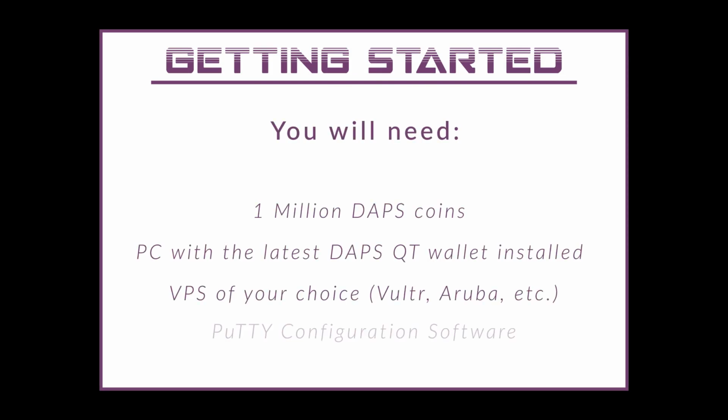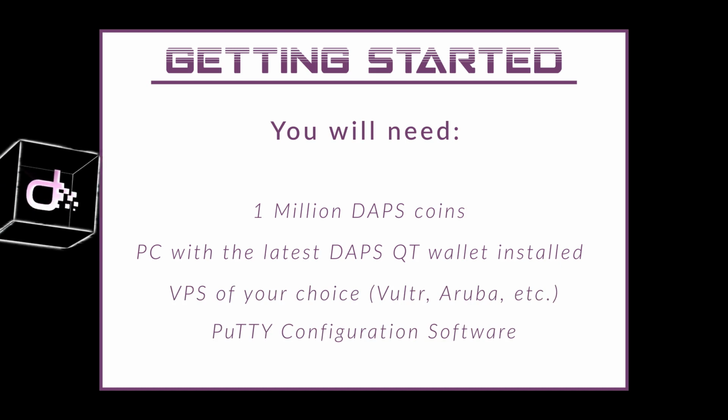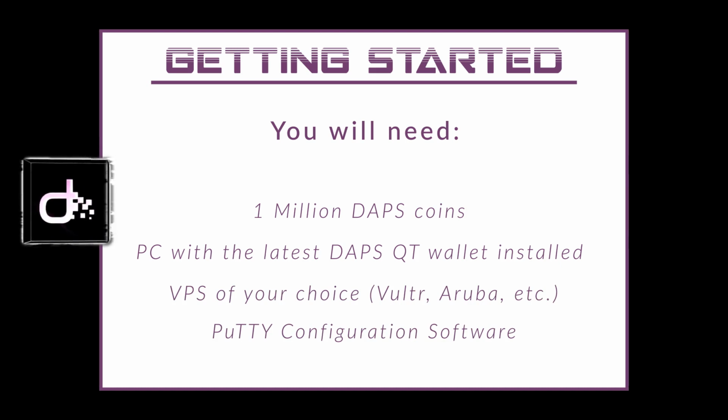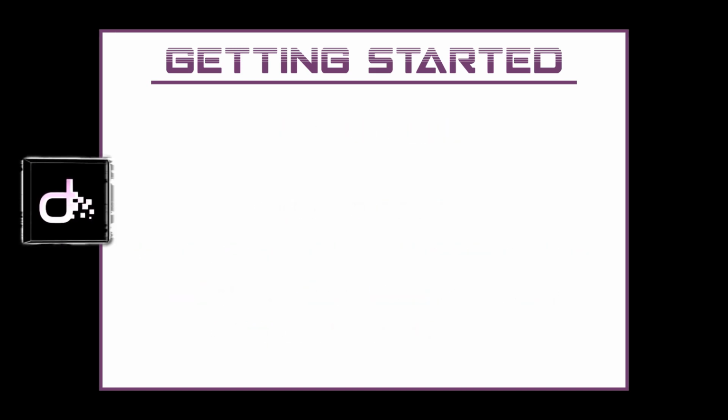There are a few requirements to running a Masternode securely. You will need 1 million DAPS coins, a PC on any operating system with the latest DAPS Qt wallet, and a VPS such as Vultr or Aruba. You will also need PuTTY configuration software to interact with a Linux-based VPS.